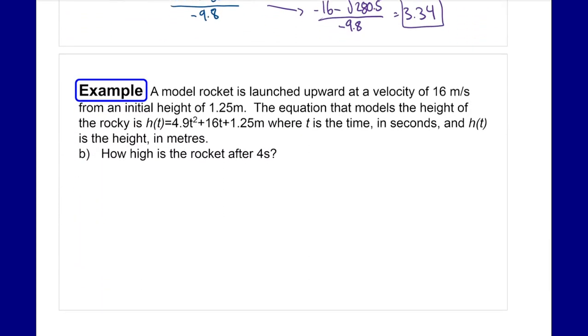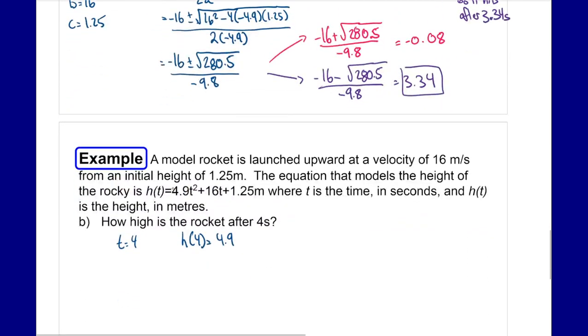The final one: how high is the rocket after 4 seconds? Well, this is very similar to what we did all the way back at the beginning of the course. 4 seconds is basically saying that t is equal to 4. So we could replace all the t values with 4, or you might say h at 4 is equal to, it should be negative 4.9, negative 4.9 t, or not t, because it's now 4, 4 squared plus 16 times 4 plus 1.25.